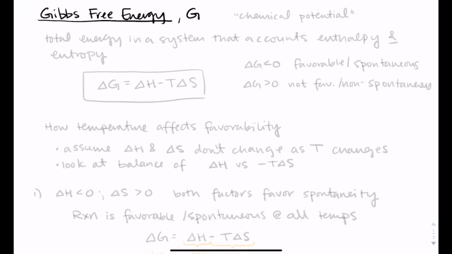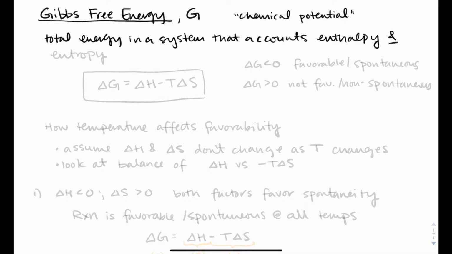Okay, I promised we would combine these, or maybe I threatened that we would combine these. And when we do, Gibbs free energy is the result. We also refer to this as chemical potential. So it's like a potential energy, but related to the chemicals that are in here. Gibbs free energy is the total energy in a system that accounts for the enthalpy and the entropy.